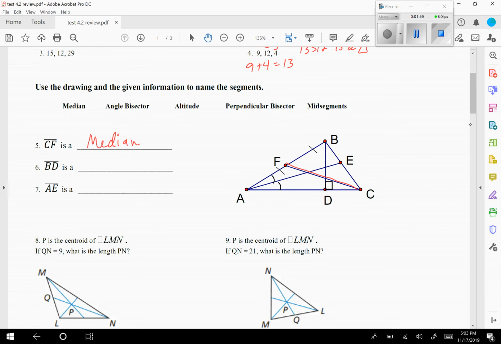Okay, and then number 7, AE, that's this line right here. Well, it's not doing anything with this side over here, but if we go back and look right there, we've got 2 congruent angles, so AE is going to be an angle bisector.